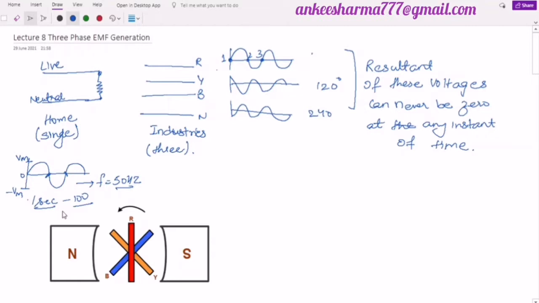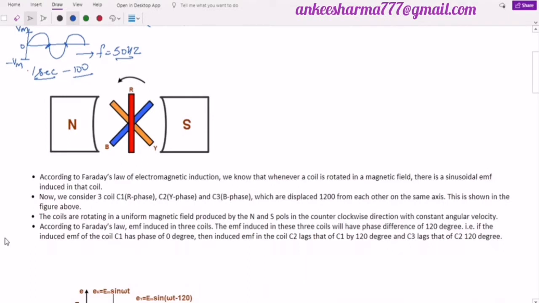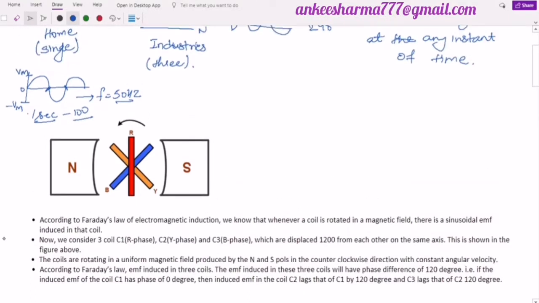There we have made use of this Faraday law. In that Faraday law we have seen that if we place any conductor inside a magnetic field, the magnetic field over here in this diagram is produced by this north and south poles of the magnet. Definitely the magnetic lines of force will be from north to the south.